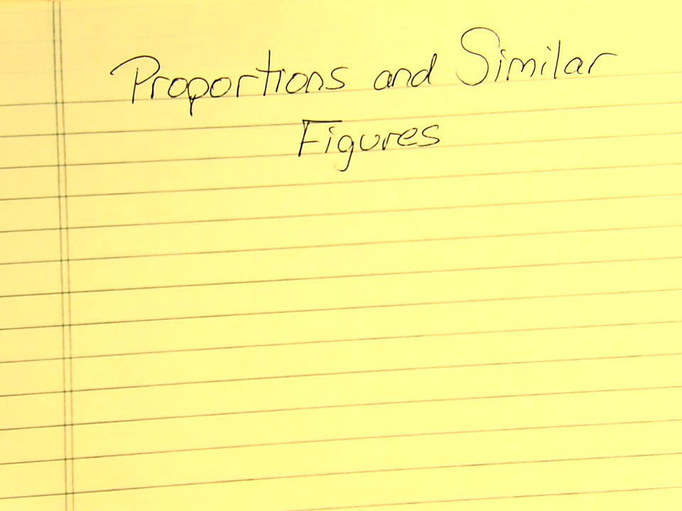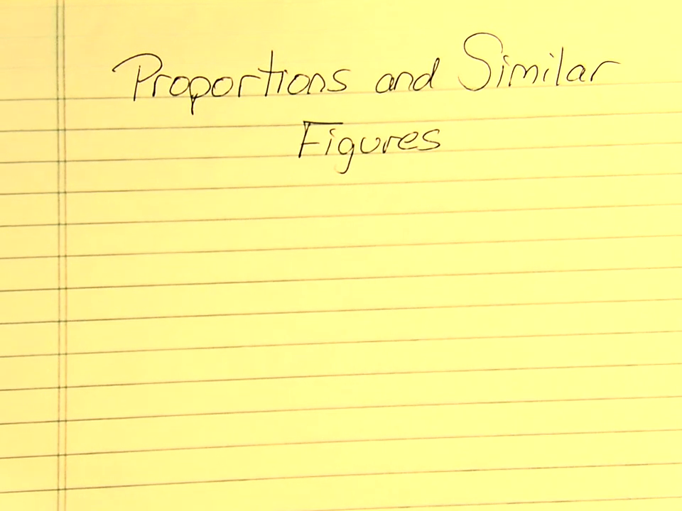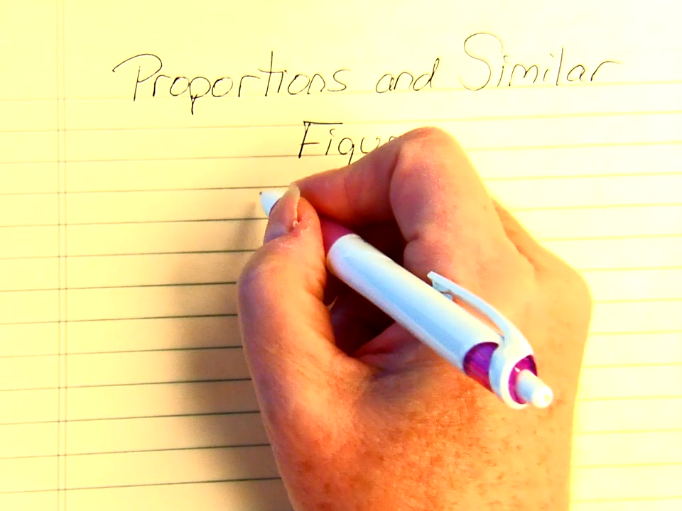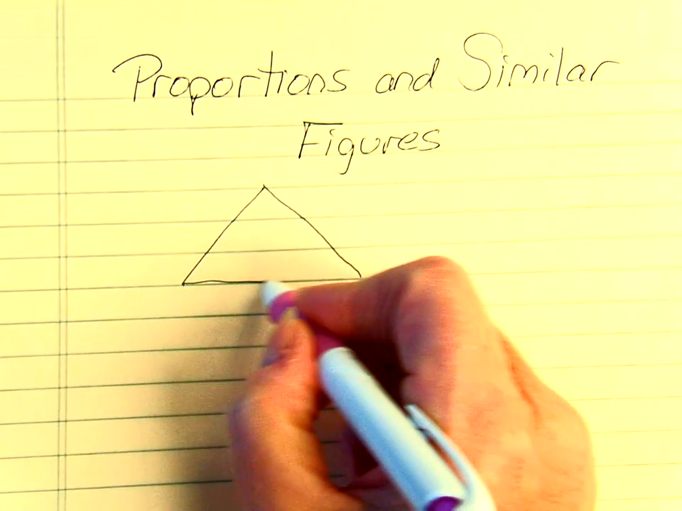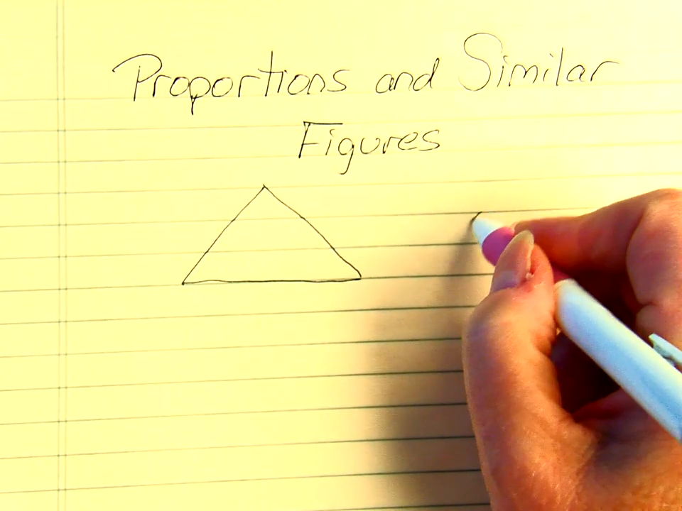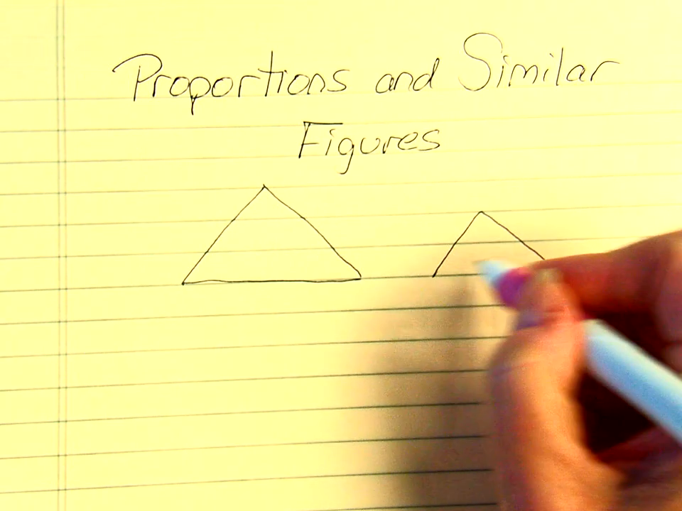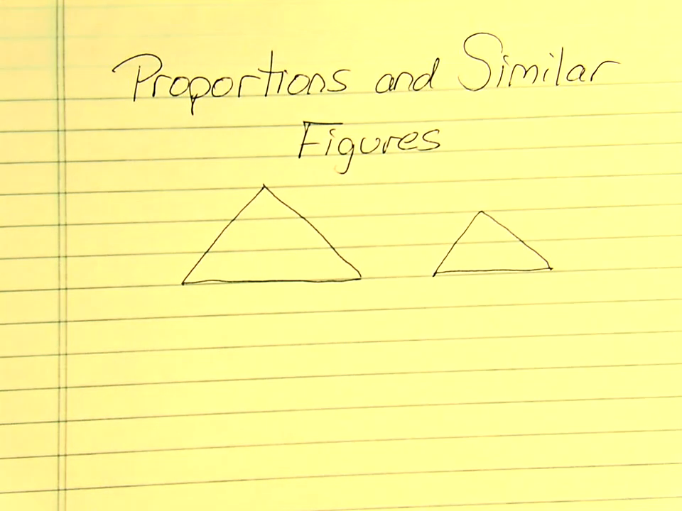Okay, today we're going to talk about proportions and similar figures. When we talk about similar figures, we are talking about figures that have the exact same shape, but not necessarily the exact same size. So we could be looking at, let's say, a triangle that looks like this, and then one that looks like this, and they are the same shape, but they're just not the same size.